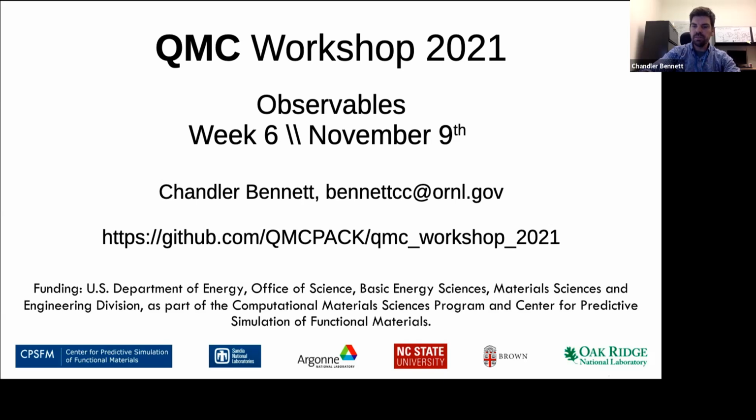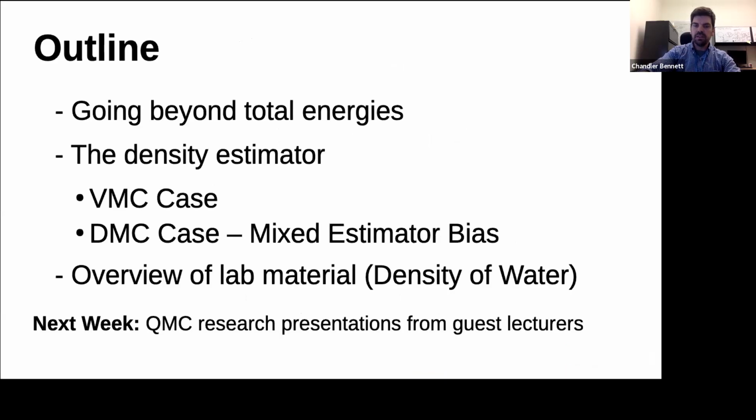Okay, so let's jump in. Here's a brief outline of what I'd like to cover in this topic. We've spent a lot of time discussing calculating energies with QMCPACK and also variances, which gives us an idea about the quality of the wave function. But we actually have access to other quantities beyond the total energies, and I'd like to discuss briefly what those various quantities are and how to calculate them.